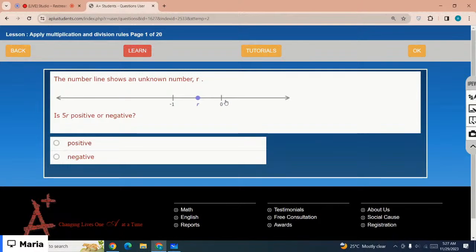R is on the left hand side of the zero, right? That means R is already negative. And then 5 is multiplying to R, 5 is positive. So you are multiplying a positive and a negative number, so answer must be negative. When you multiply a positive and a negative number, answer must be negative, right?